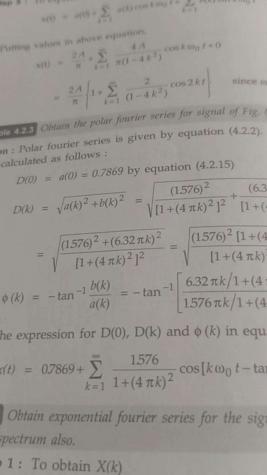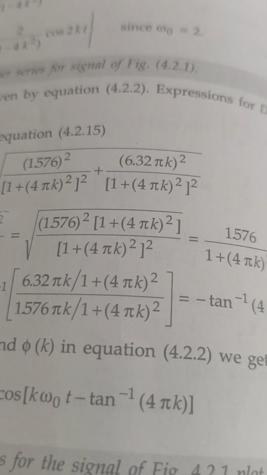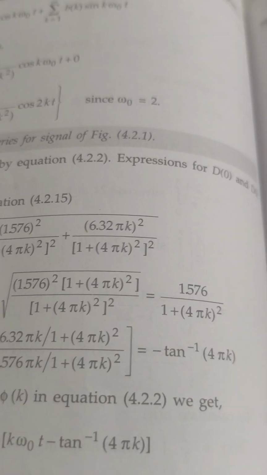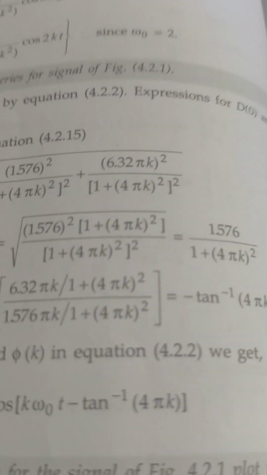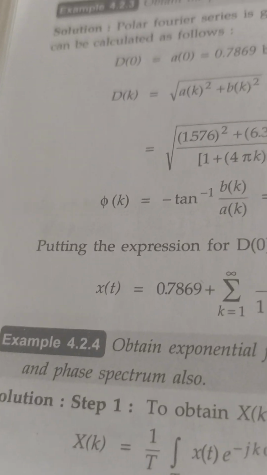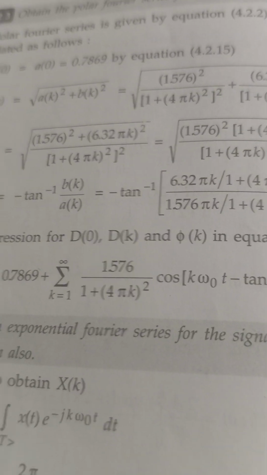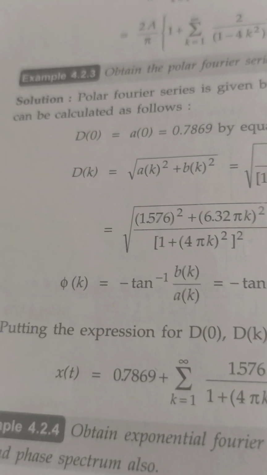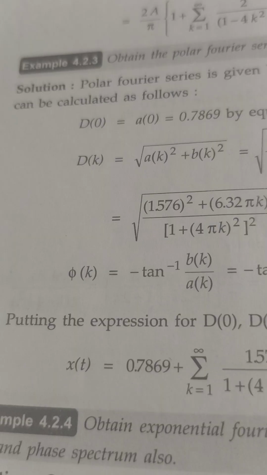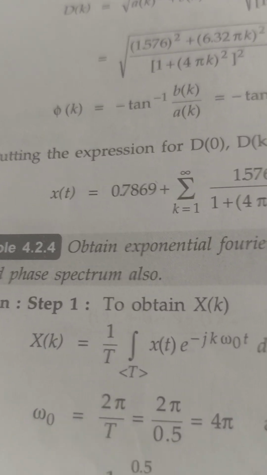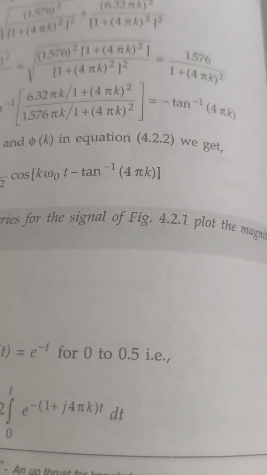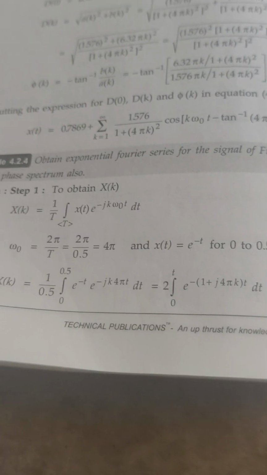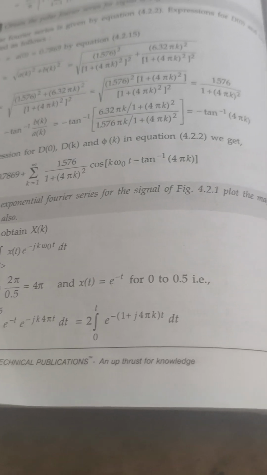Using the polar form, here also you see figure number 4.2.1. Obtain the polar Fourier series for the signal of figure 4.2.1. Here also, the same signal we can analyze using the concept of polar Fourier series. In polar Fourier series, what we have to do? We have to find d of 0, d of k, phi of k. Then we will get the expression like this. Now this we have not discussed in the class.